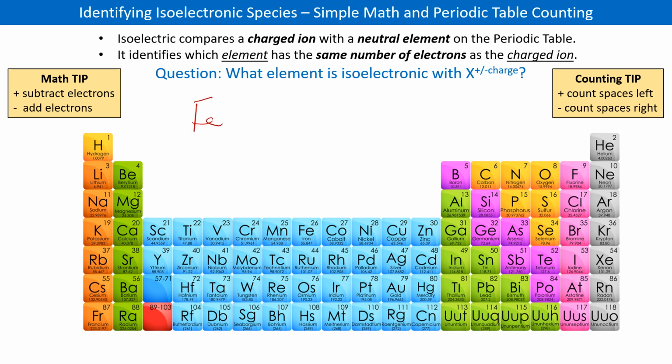Iron. By the way, at any point you can pause this video and see if you can get the same answers. I have iron +2. So what's its isoelectronic element? Find iron on the periodic table at 26. So it's 26 subtract 2, so I get 24 electrons. I look for 24 electrons, and it's chromium. So it's isoelectronic with chromium.